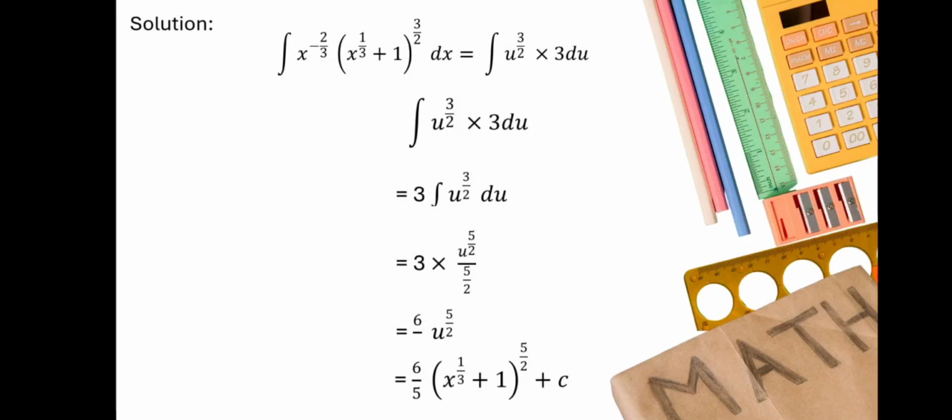5/2 plus c. So the integral of x raised to negative 2/3 times the quantity of x raised to 1/3 plus 1 all raised to 3/2 with respect to x is equal to 6 over 5 times the quantity of x raised to 1/3 plus 1 all raised to 5/2 plus c.